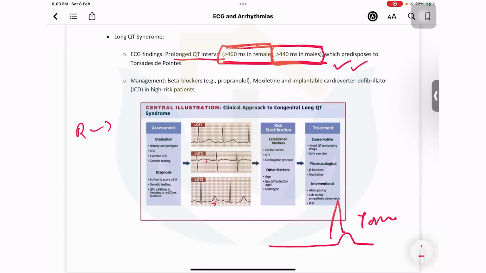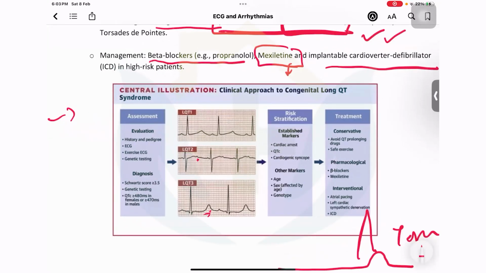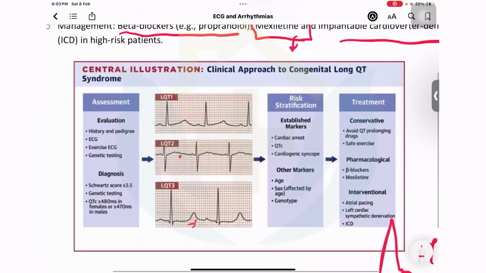Hence, what we need is beta blockers like propranolol or mexiletine. Although mexiletine also is notorious at higher doses, it can also lead to QT prolongation. But these patients will require an implantable defibrillator. This is the clinical approach. You need to have a history and a good pedigree analysis. Ask for the family history, parents, father, grandfather.